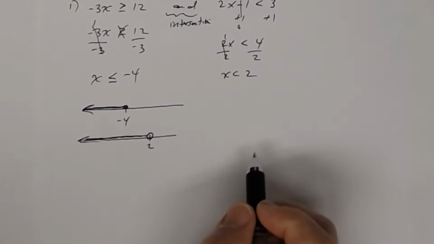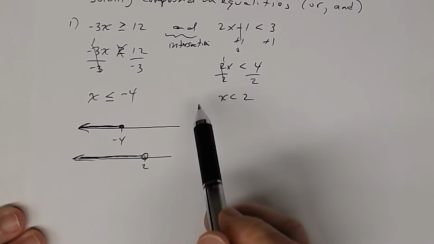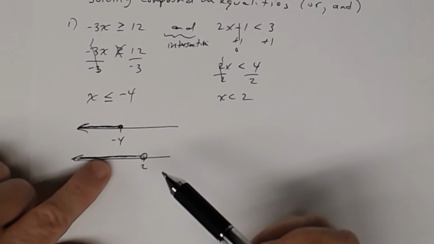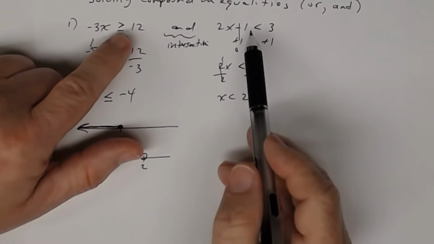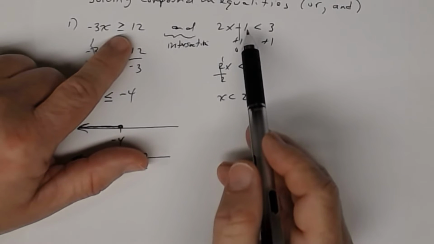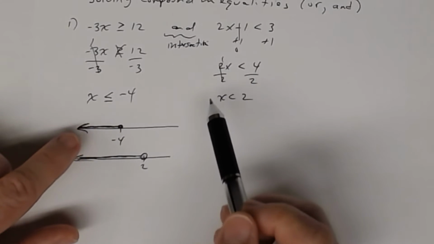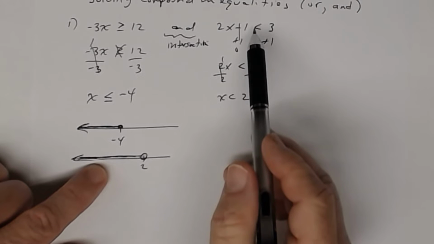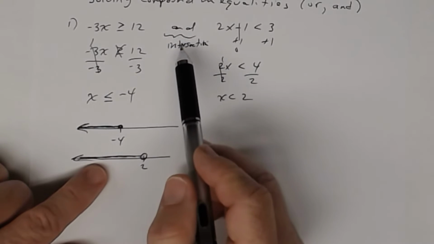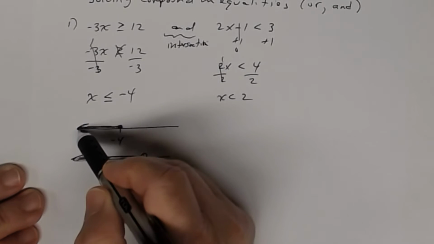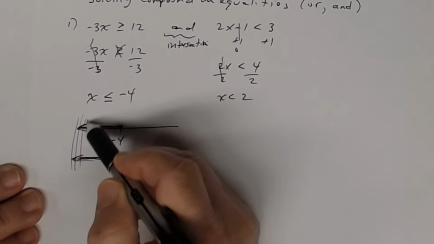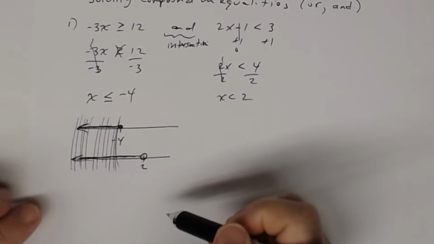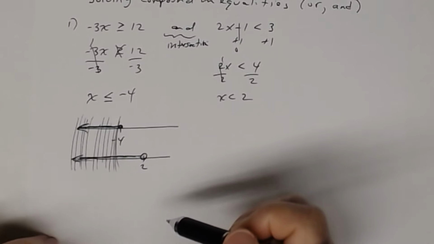Now remember, you're trying to find which of those solutions make this compound inequality a true statement. That's an and statement, so the solutions have to satisfy both at the same time, hence the word intersection. Just look and see where they overlap. Shade it in like that. This is where they overlap. That's it, from negative infinity to negative 4.